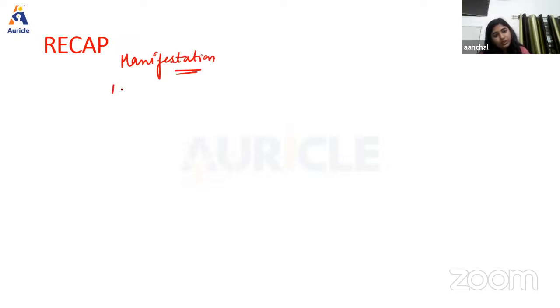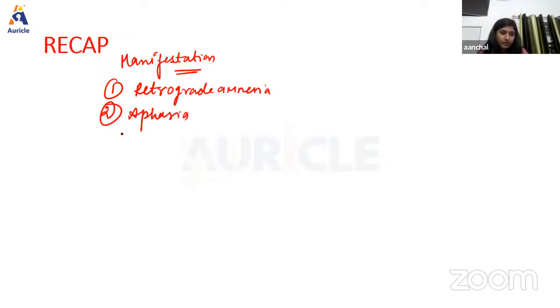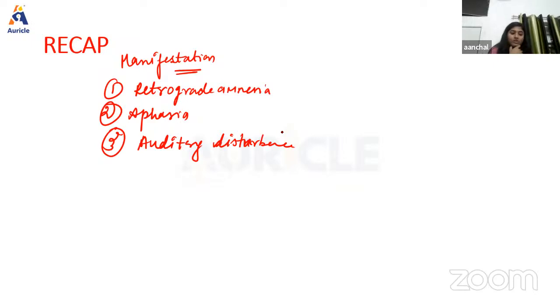Okay. So it can cause retrograde amnesia. Amnesia is loss of memory. Then aphasia. Then it could also lead to auditory disturbance, such as frequent attacks of auditory hallucinations, or it can cause ringing, humming, and buzzing. Okay, so various disturbances it can cause.